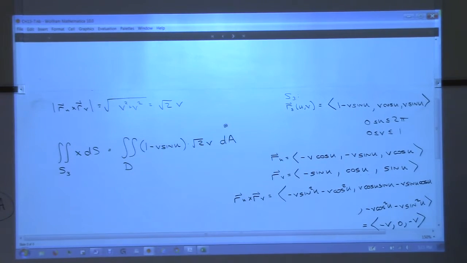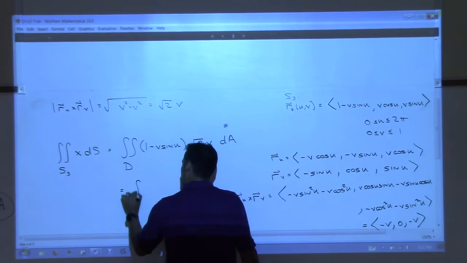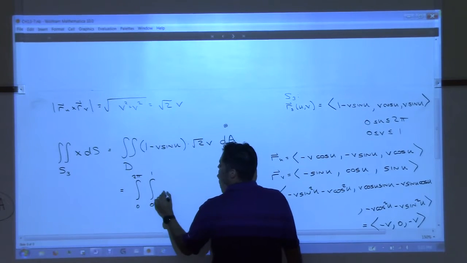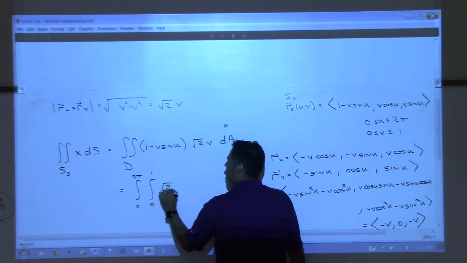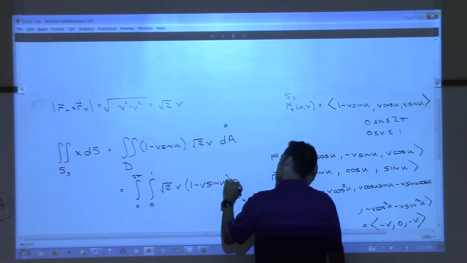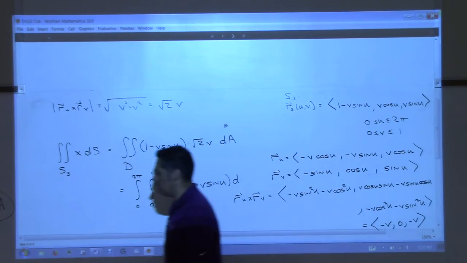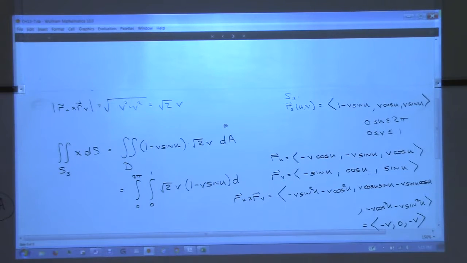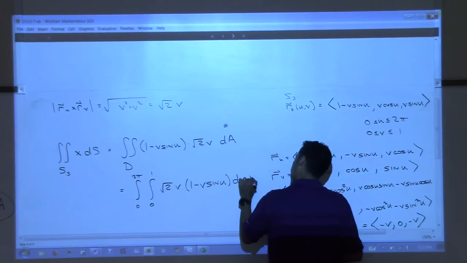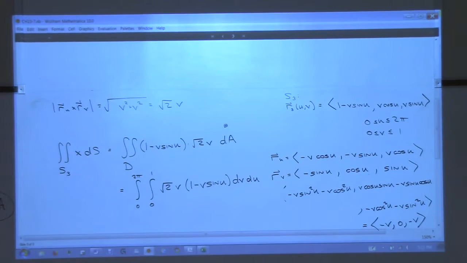One more step, and then we'll go to the computer. 0 to 2 pi, 0 to 1. I guess I could have pulled the root 2 out a long time ago. v, 1 minus v sine u. This order does matter, because, well, it doesn't matter, but I've already written the limits of integration. So inner integral is v, and the outer integral is u. There we go. That's the one I'll put into the computer.